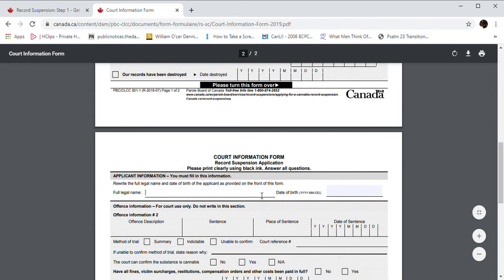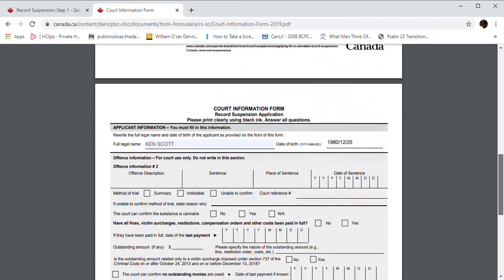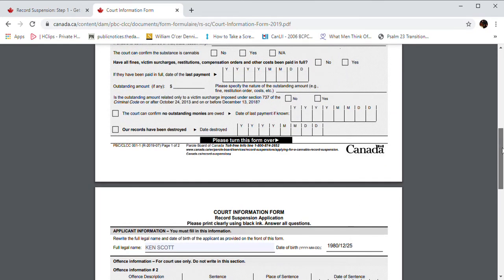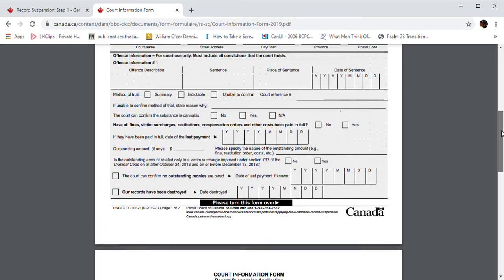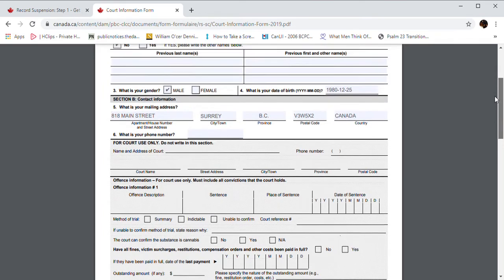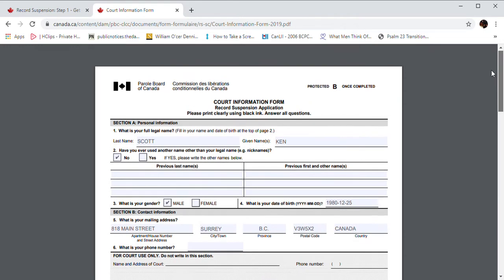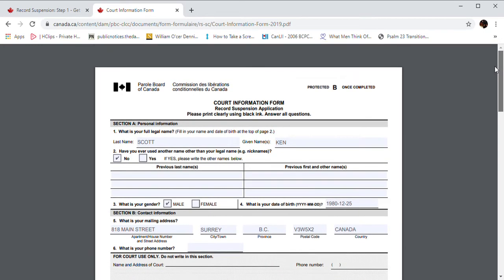Okay, full name, Ken Scott. Date of birth, 1985. Okay. For the court information form, that's all you have to do. Now, remember, you need a court information form for each city where you were convicted. If you were convicted in Vancouver, this would go to the Vancouver court. If you're convicted in Toronto, it would go to the relevant Toronto location. If you're convicted in Calgary, it goes to the Calgary court. So if you've got 4 convictions in 4 cities, you need 4 of these forms. So you've got to find out where you were convicted.